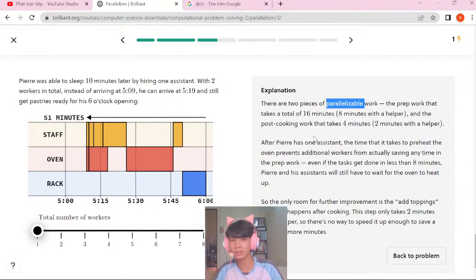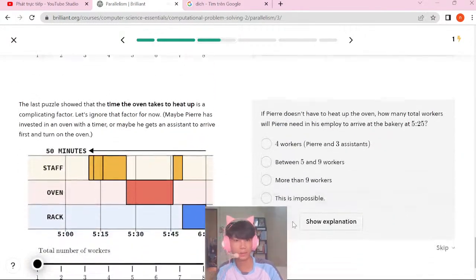After Pierre has one assistant, the time that it takes to preheat the oven prevents additional workers from actually saving any time in prepare work. Even if the task gets done in less than 8 minutes, Pierre and his assistant will still have to wait for the oven to heat up. So the only room for further improvement is the adding topping step that happens after cooking. This step only takes 2 minutes with a helper, so there's no way to speed it up enough to save 6 minutes more. I hate this.